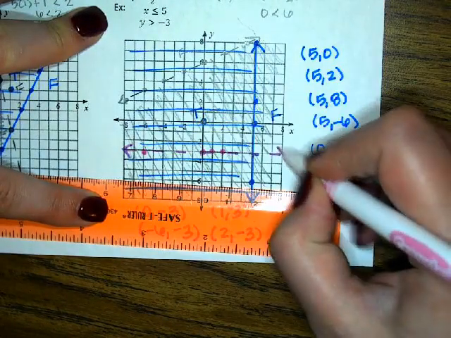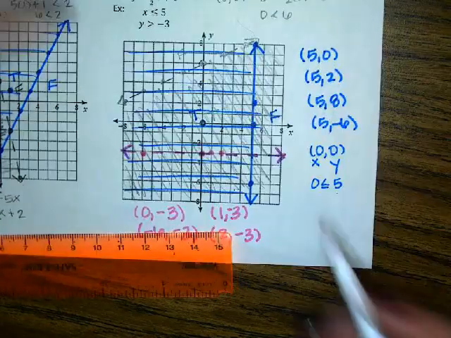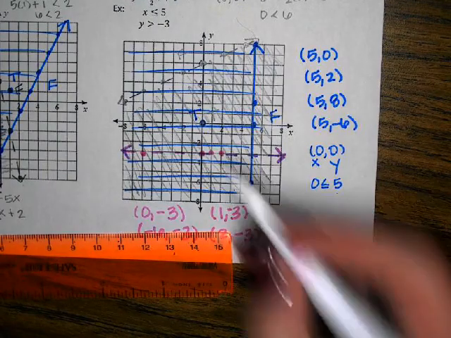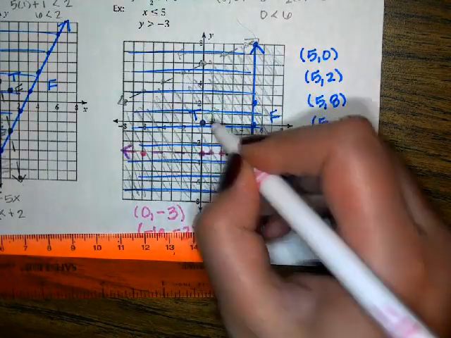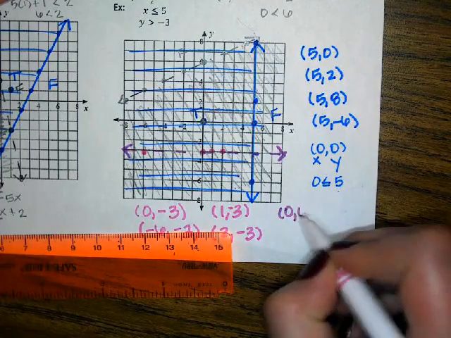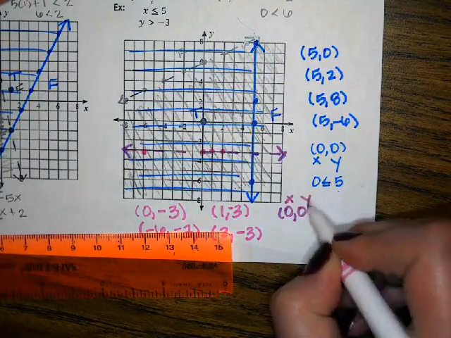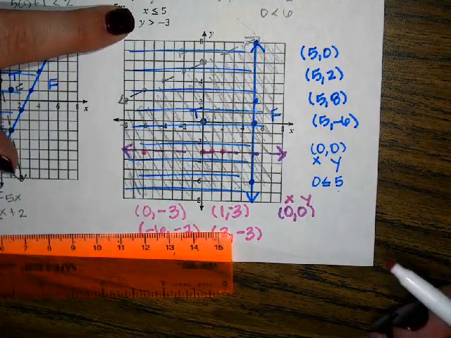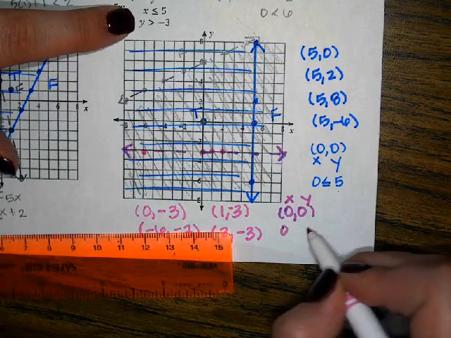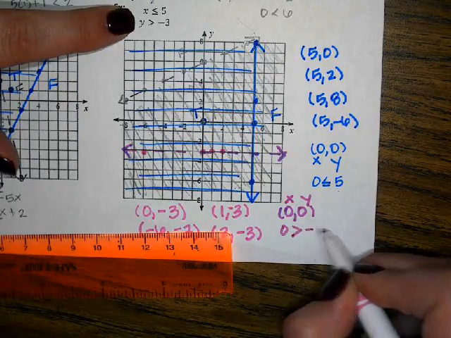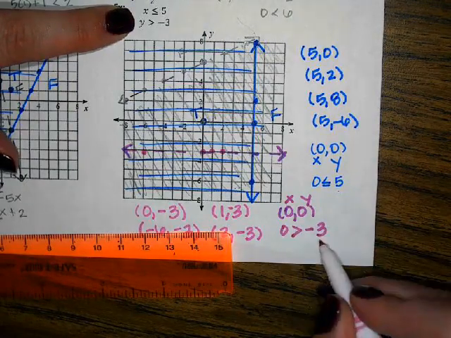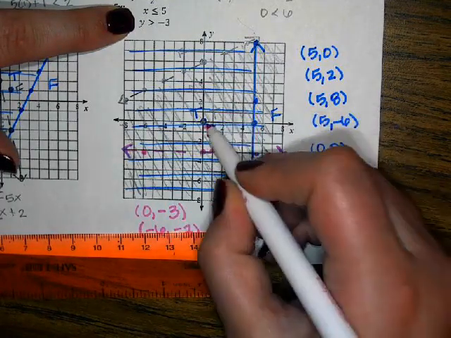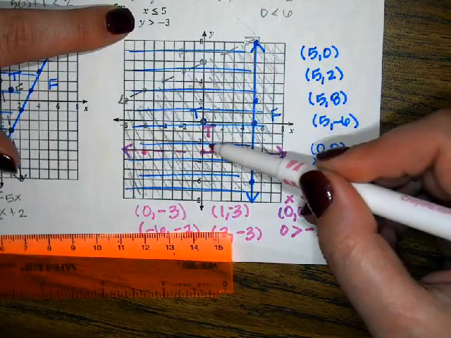Do you guys want to use the point 0, 0 or use a different point? 0, 0. Okay, so 0, 0 is right here in the middle. If I use 0, 0, I'm using 0 for x and 0 for y. There is no x value to plug in. There's only a y value to plug in. So I'm only going to plug in 0 for y. 0 is greater than negative 3. Is that true or false? True. So this point is true. That is true above the pink line. That means that below the pink line is false. So I'm going to shade above the pink line.